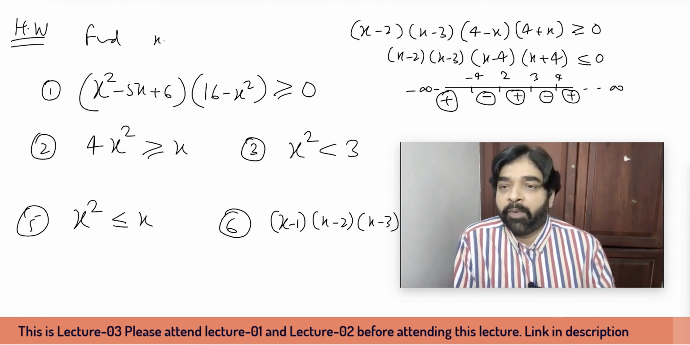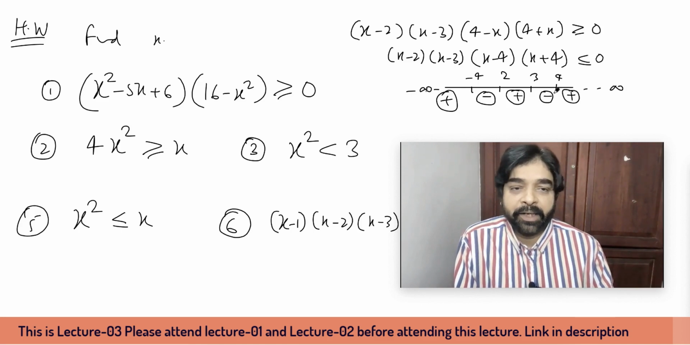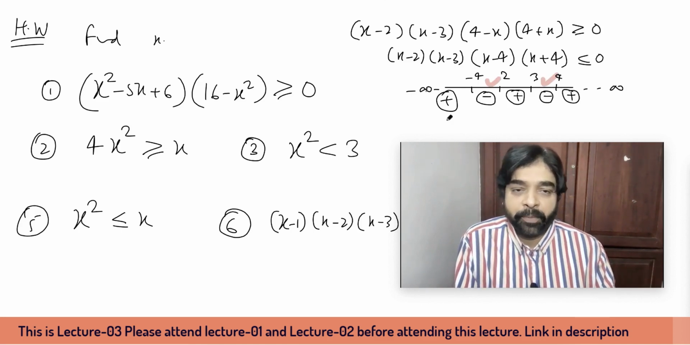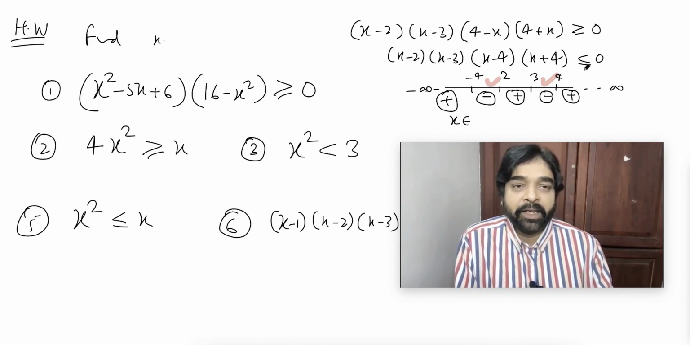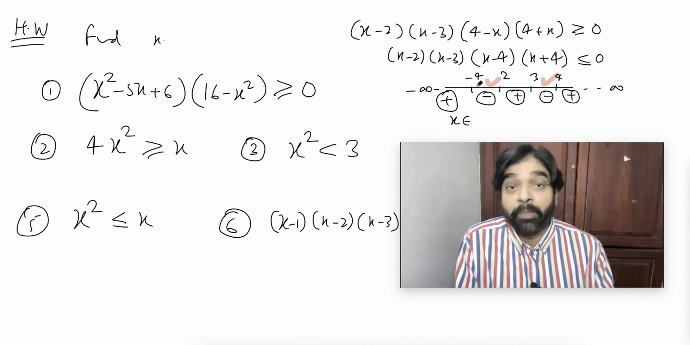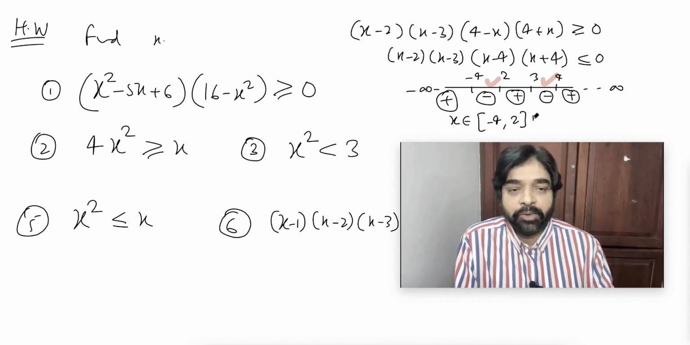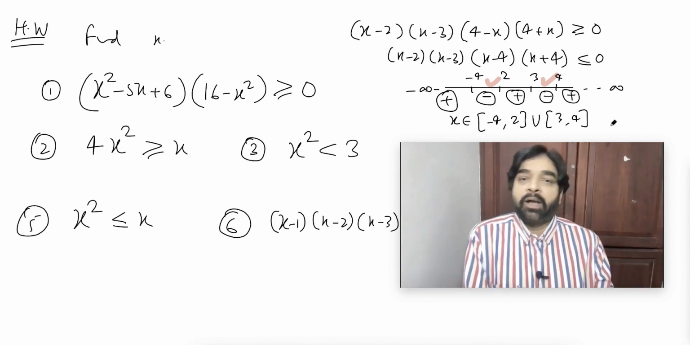Yes, and we want that key. Now we have to select the proper sign. This is negative, so I will select negative here and negative here. So it's going to be x element of minus 4, since it is a closed bracket, equal to, so we have to include minus 4 as well as 2 also. So minus 4 to 2 union 3 to 4. This is the answer. I hope all of you got it.